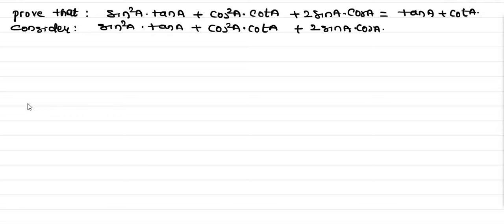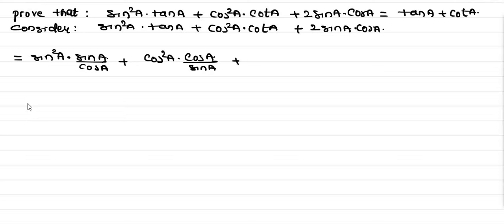Sin square a into tan a plus cos square a into cot a plus 2 sin a into cos a is equal to tan a plus cot a. Consider sin square a into tan a plus cos square a into cot a plus 2 sin a into cos a. Sin square a I write as it is, tan a can be split as sin a upon cos a, plus cos square a as it is, cot a can be written as cos a upon sin a, plus 2 sin a into cos a.